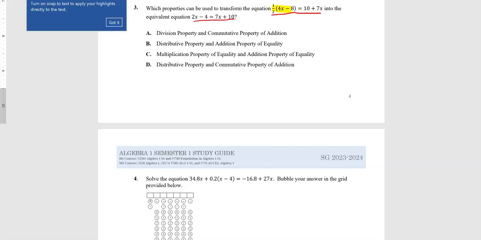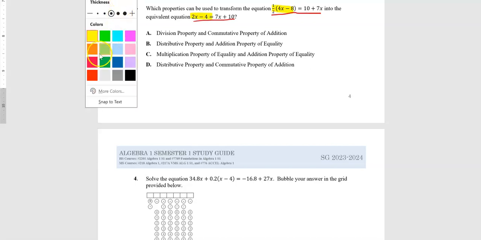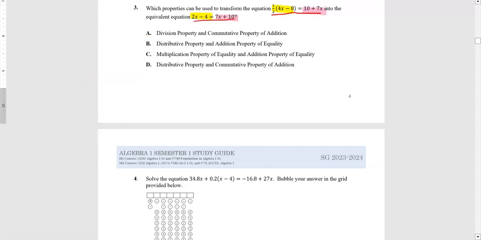So we're going to look at this side of the equation. How can I turn the left side into the left? And then we're going to look at the right side here and figure out how I can turn that into the right. I'm going to color code them so you can kind of see.